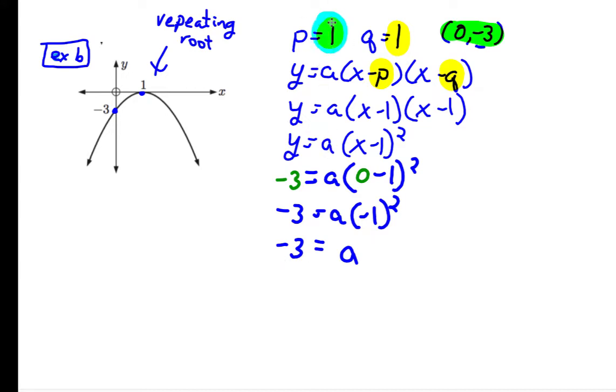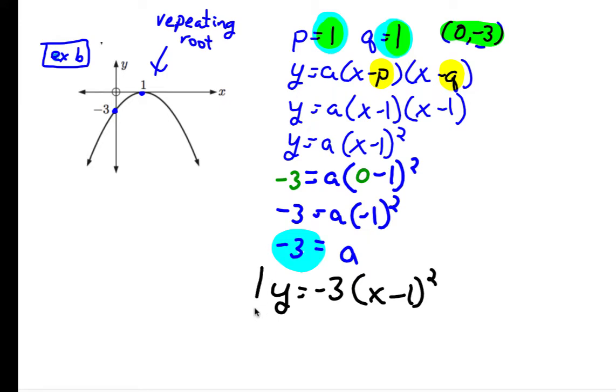Then I go back to my intercept form of the equation, plug in P, Q, and A. So A is -3, that's x minus 1 times x minus 1. So I would simplify that down to y equals -3, parentheses x minus 1 quantity squared.